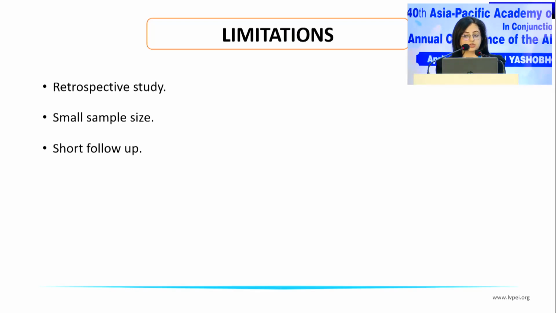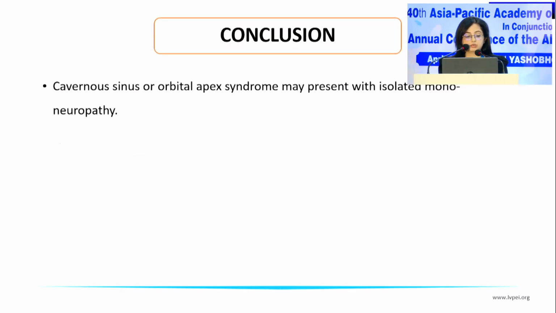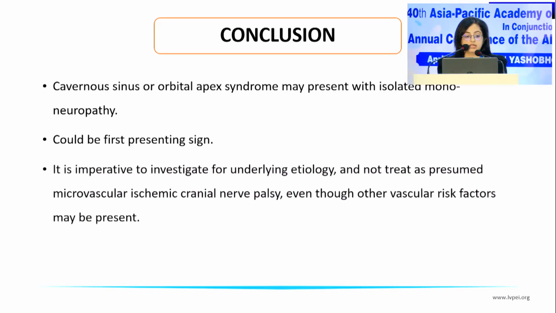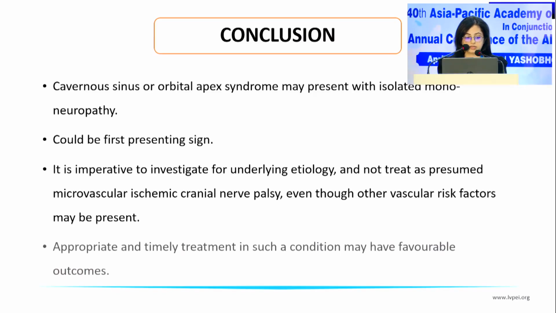The main limitation of this study was that it's a retrospective analysis with a small sample size and a short follow-up. But I would like to conclude that cavernous sinus syndrome or orbital apex syndrome may also present with an isolated mononeuropathy, and this could actually be the first presenting sign. It is imperative to investigate the underlying etiology in these patients and not to treat it as just a presumed microvascular ischemic cranial nerve palsy, even though other vascular risk factors may be present. An appropriate and timely treatment in such condition will have favorable outcomes. Thank you.